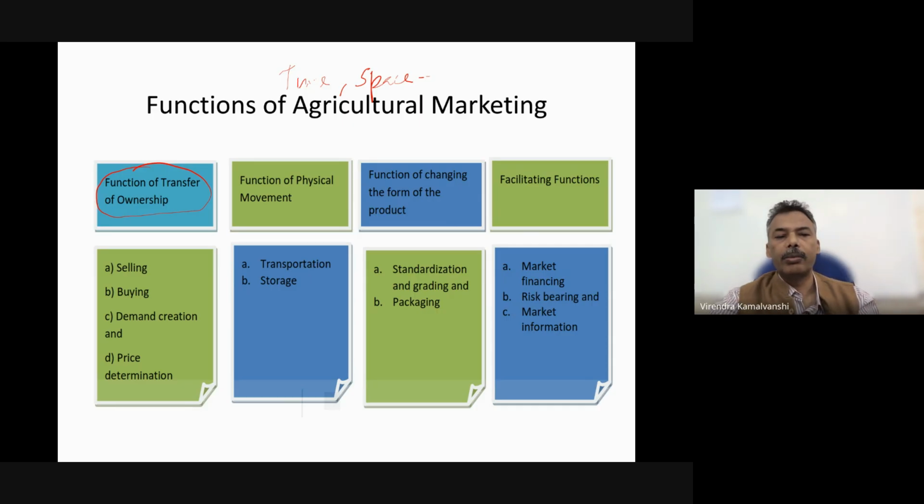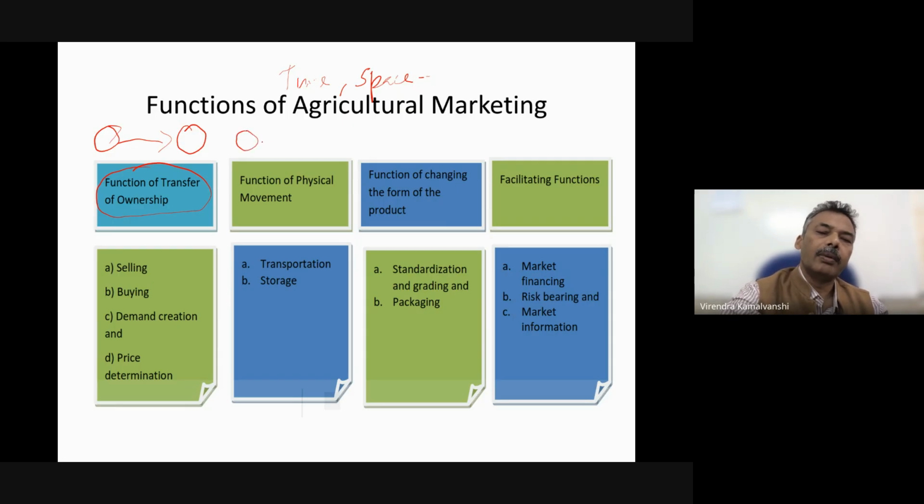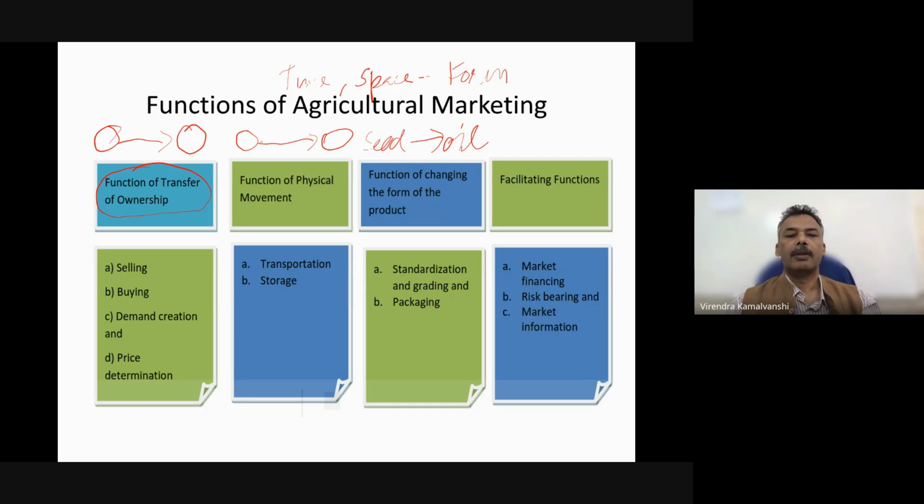In marketing, what we actually do is transfer ownership. The bag belongs to someone and is given to someone else. Then there is the function of physical movement. There is a movement of things from Delhi to Varanasi, through transportation. The third one is changing the form. Earlier it was seed, now we extracted oil out of these seeds. So we have three main dimensions in which we classify all the functions.